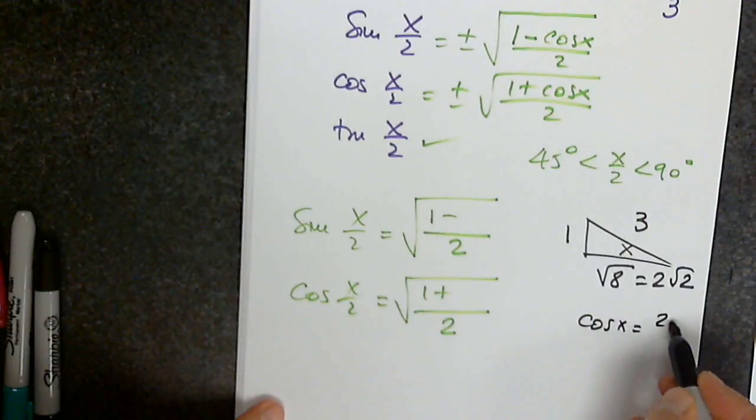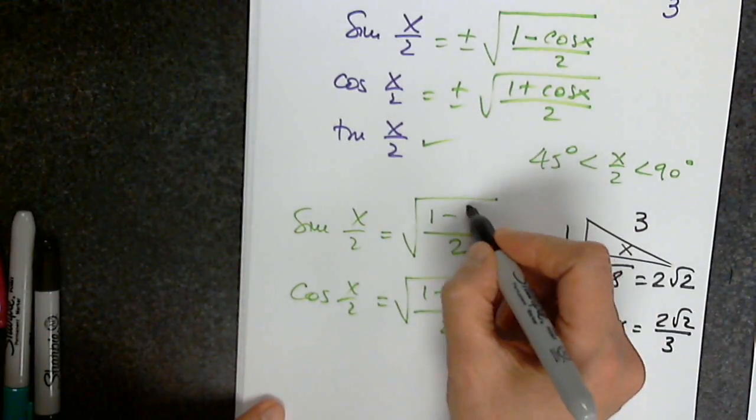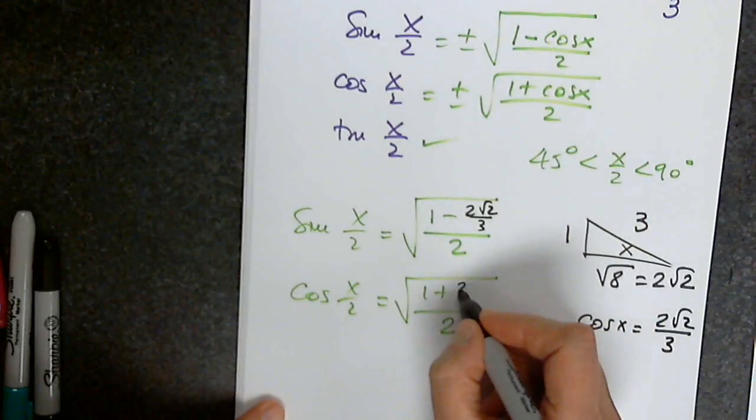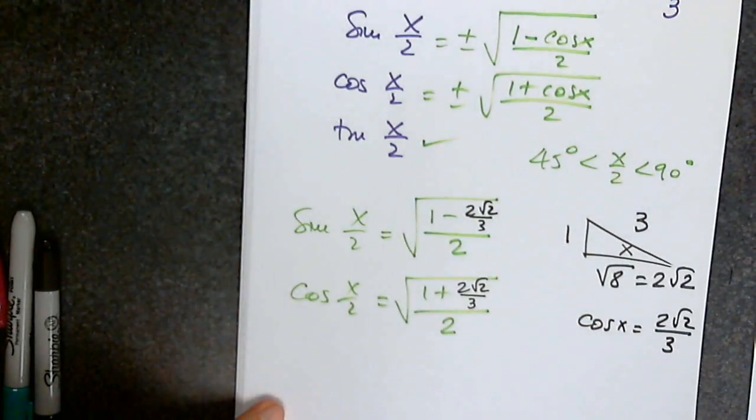So how much is it? 2 the square root of 2 over 3.